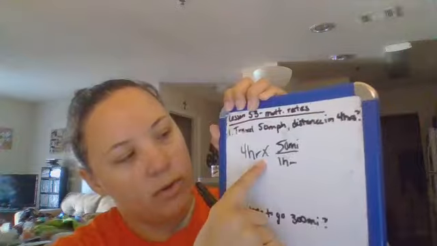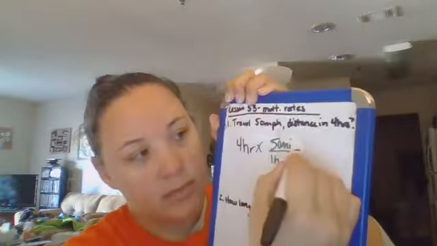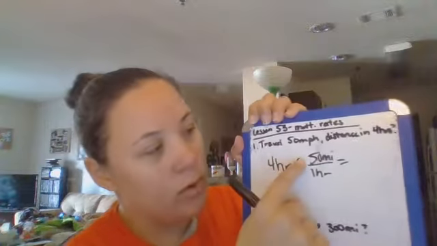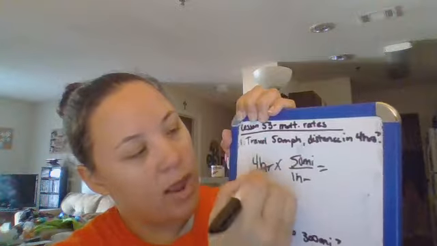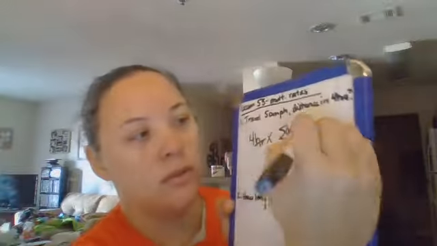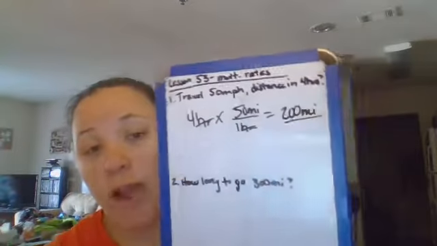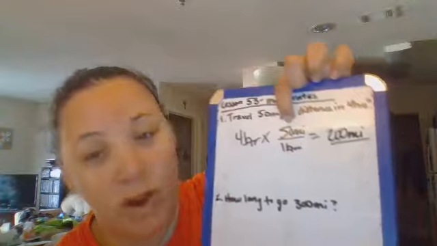So in 1 hour, we would travel 50 miles. So it's going to be 4 hours times 50 miles over 1 hour. We want to know how far we're going in 4 hours, and we know that we're going 50 miles in 1 hour. So our hours are going to cancel themselves out. So it's going to be 4 times 50 miles, which is 200 miles, which is the final answer. So in 4 hours, we should have gone 200 miles, because in 1 hour, we've gone 50.